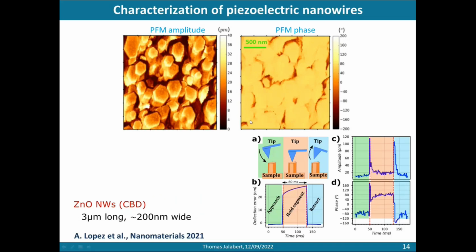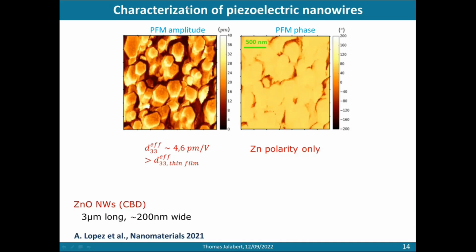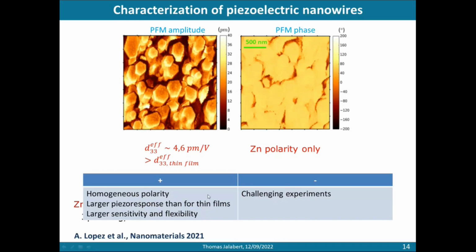And here we have the PFM phase, and we see that we have a homogeneous phase as a function of position, by contrast with thin films. So this is an interesting advantage for nanowires. Also, the piezo response amplitude we measure is larger by contrast with thin films. So this is a second advantage of nanowires. And I also recall that there are larger mechanical properties which are more interesting. The only drawback is that it's a bit more challenging to characterize.